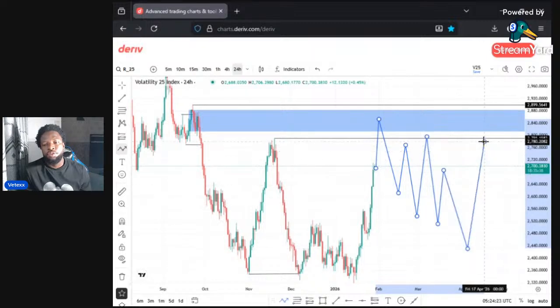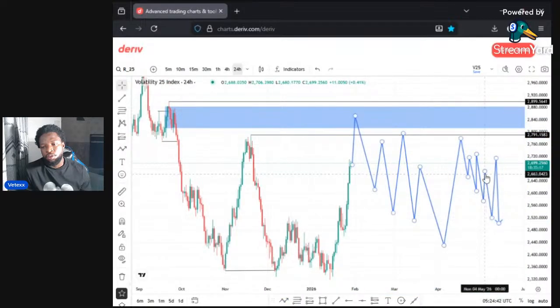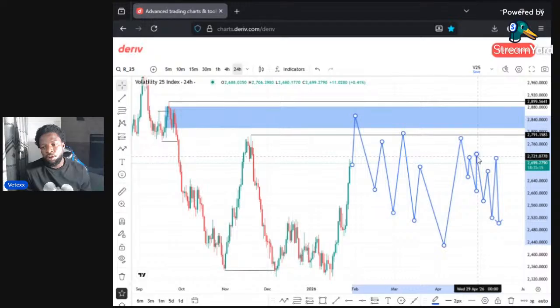So once it gives us a 4-hour continuation like this, just like this 24-hour, we will now scale to the lower time frame to take entries on the 15 minutes time frame, just like this. All right, so this is what you're going to be doing. I already explained this not long ago. So this is what I'm basically going to be doing.